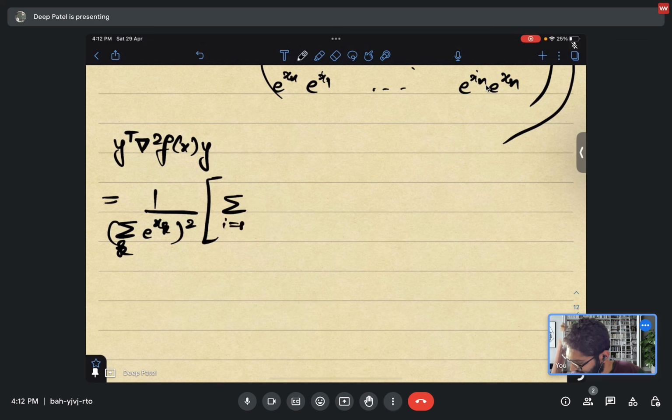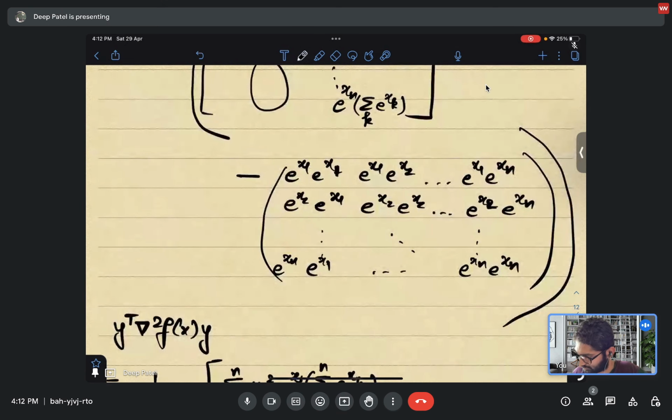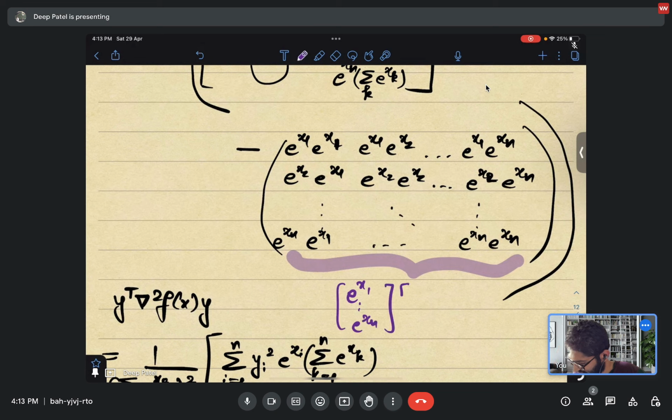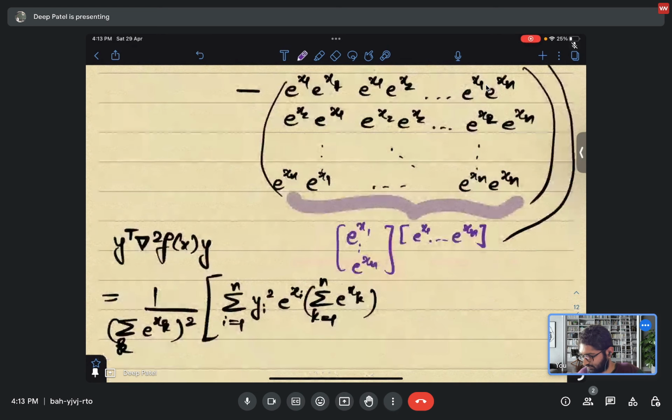So I'll have to be a bit careful. There are multiple indices, but it's basically... and remember this thing, it's nothing but e to the x1 ... e to the xn times e to the x1 ... e to the xn. It's just an outer product. If you call this vector a, it is nothing but a a transpose. That's all it is. Okay, let's verify it here.